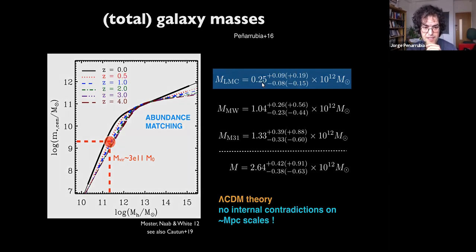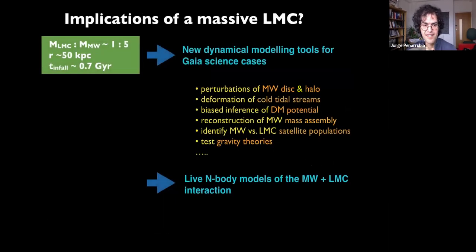So this was interesting, but there are very important implications, as you can see. What we are claiming is that the mass ratio of the LMC could be 20%, and that the LMC is located well within the Milky Way at 50 kiloparsecs from the center, and the infall time was relatively recent. So that led us to think that the LMC might introduce very strong perturbations on the Milky Way disk and the halo, and it's going to deform tidal streams and therefore very likely bias our inference of the dark matter potential. And there have been a lot of papers last year pointing in this direction.